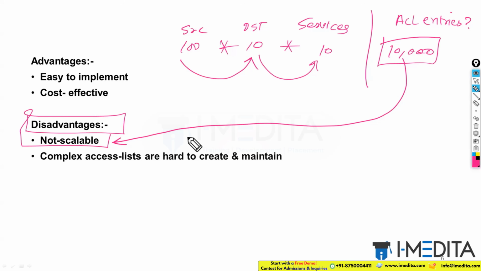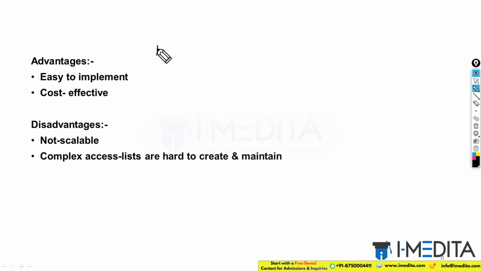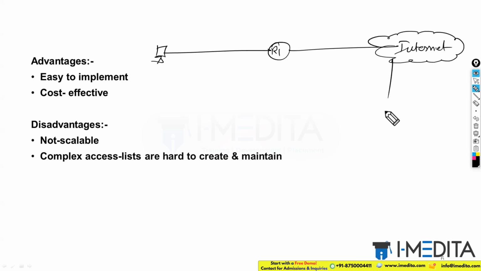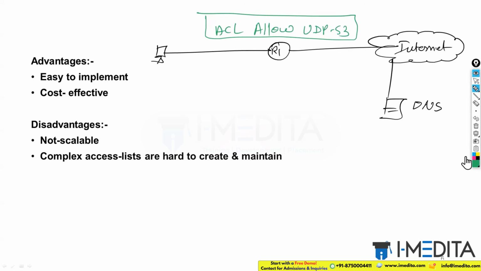The next disadvantage: complex access lists are hard to create and maintain. What is the meaning of this line? Let's understand it. We have a PC connected with a router, connected to the internet. The internet is connected with a DNS server. We need to create an ACL here. In the ACL, we will allow UDP 53.